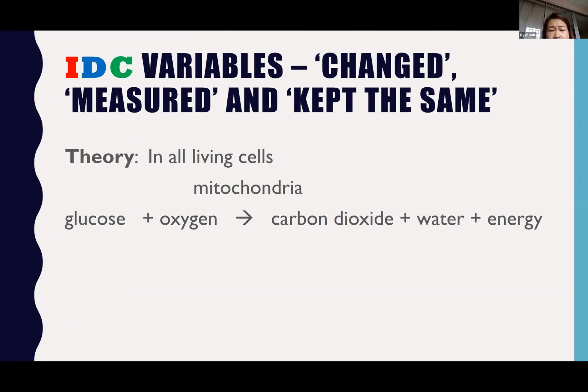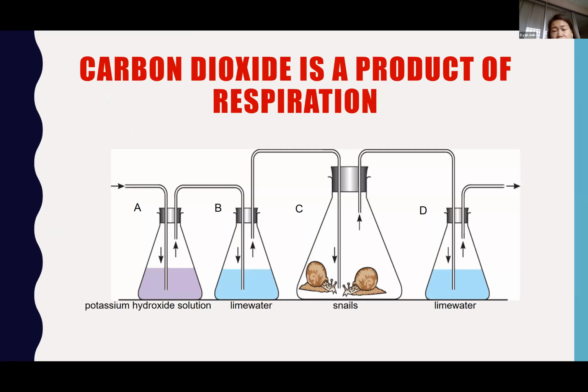Whenever you do an experiment, you must know the theory, the concept behind it first. Let's say we do this particular experiment, carbon dioxide as a product of respiration. You can see from this simple experiment there are snails, and we are interested to find out what will be the product of respiration.